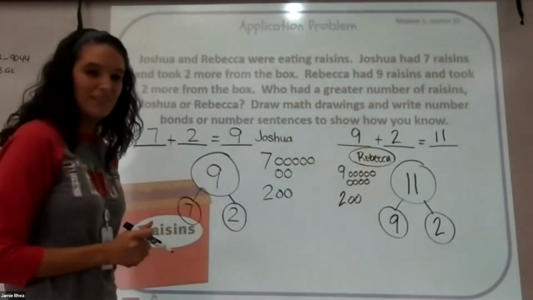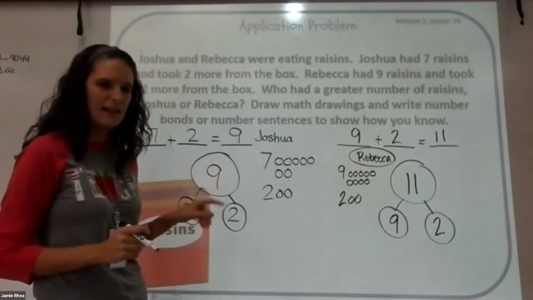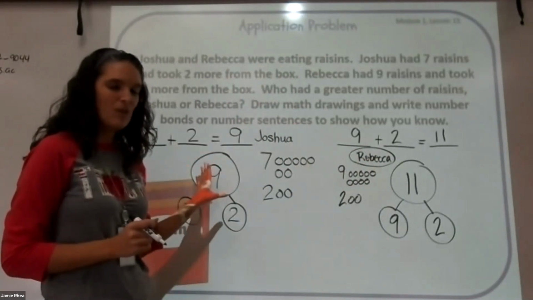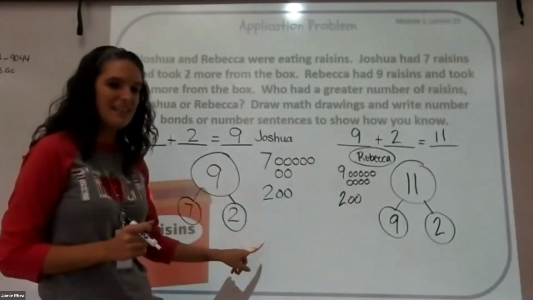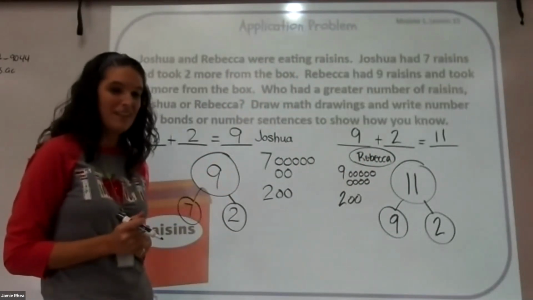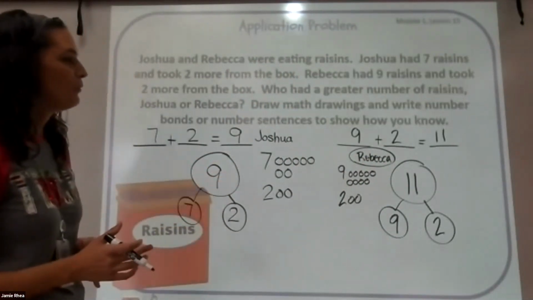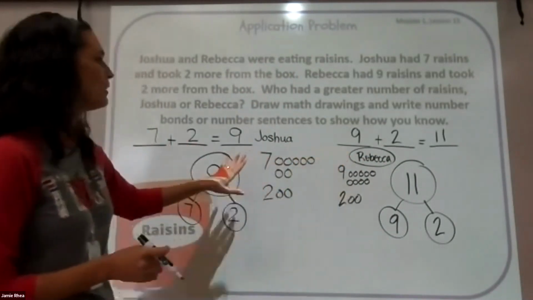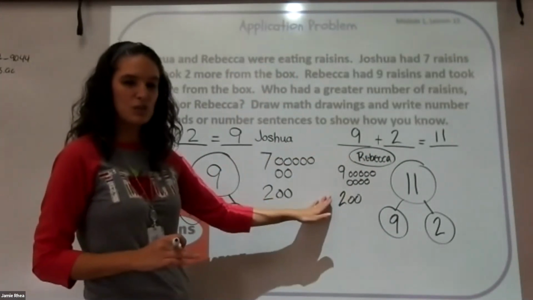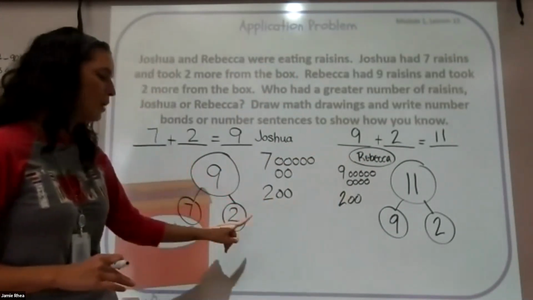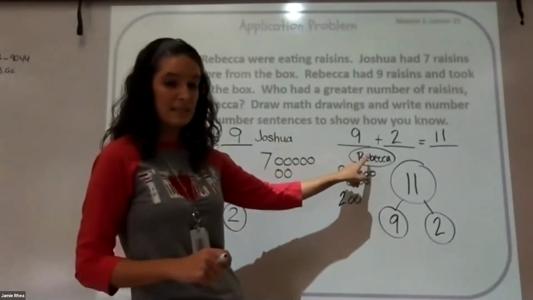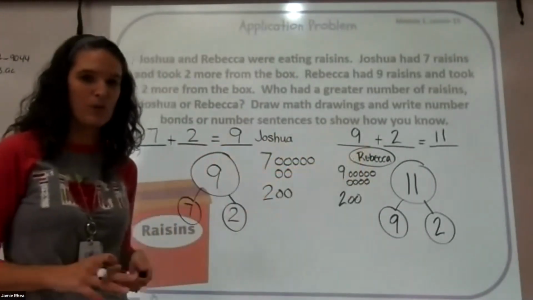She had 11. Joshua only had 9. So how many more did Rebecca have? Let's count on. 9, 10, 11. She had 2 more. So we now know that Rebecca had a greater amount of raisins than Joshua. We drew a picture to show how we knew that. We drew numbers to show how we knew that. And we drew math sentences to show how we know that.